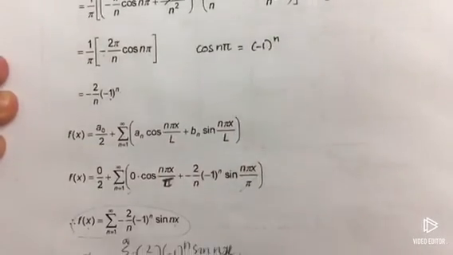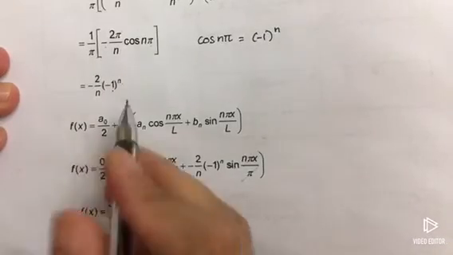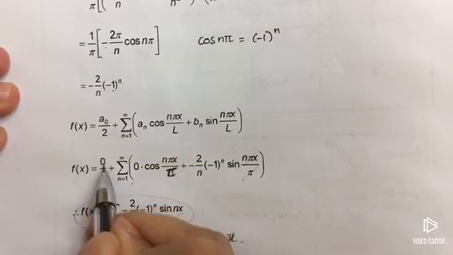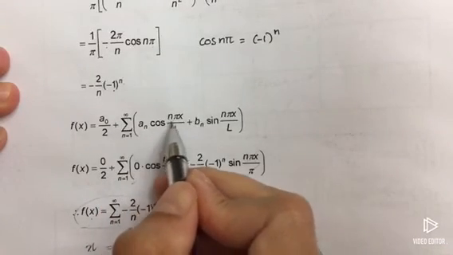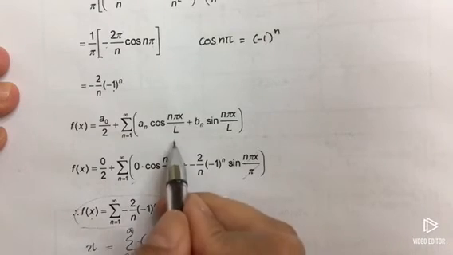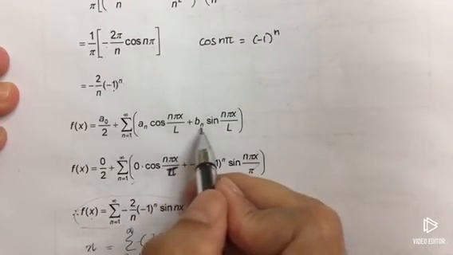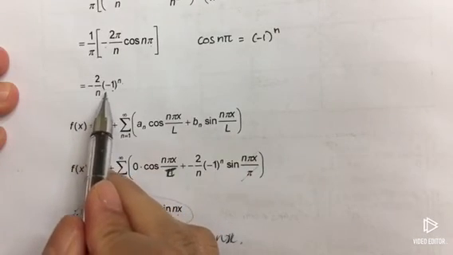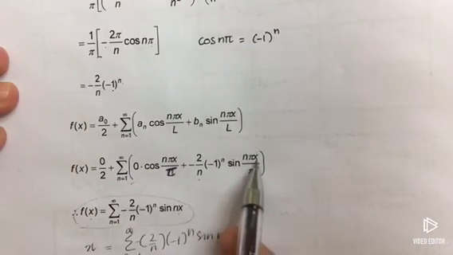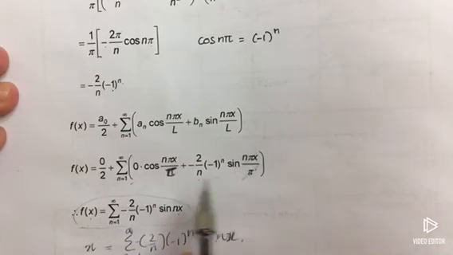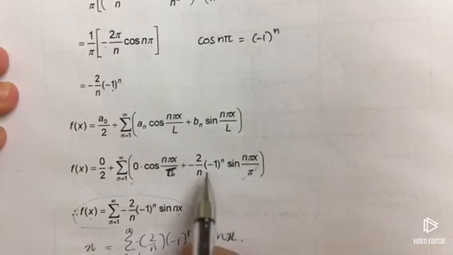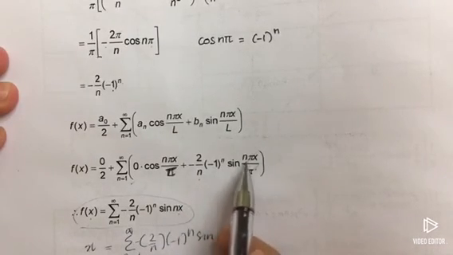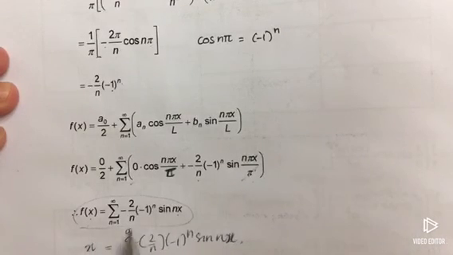Now substitute into the function f(x). a0 replaced by 0, so 0 over 2 plus an equal to 0 times cos n pi x over L. This L replaced by pi, plus bn equal to negative 2 over n, negative 1 to the power n, sin n pi x over pi. Pi cancels out. So the answer is negative 2 over n, negative 1 to the power n, sin nx. This is the final answer for the function f(x).